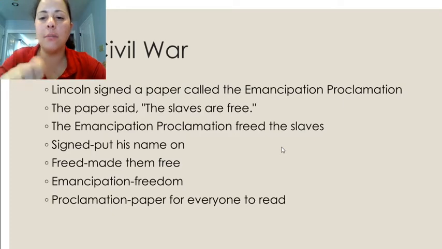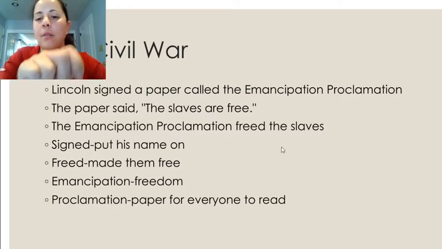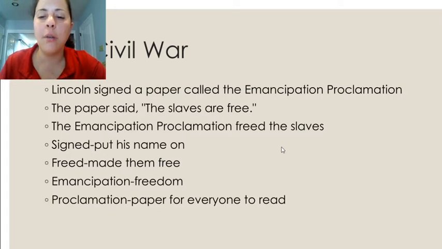What does signed mean? Put his name on. So he signed the Emancipation Proclamation. He put his name on the paper. Okay. What does freed mean? Freed means he made them free. Okay. Abraham Lincoln freed the slaves. This was very, very important for the United States.